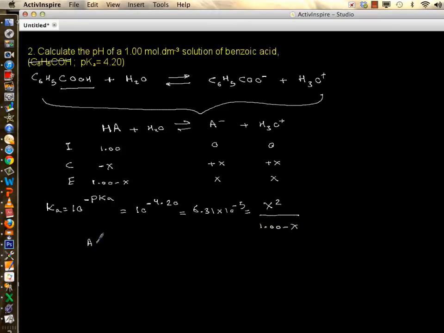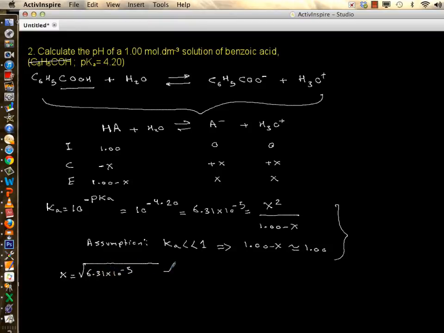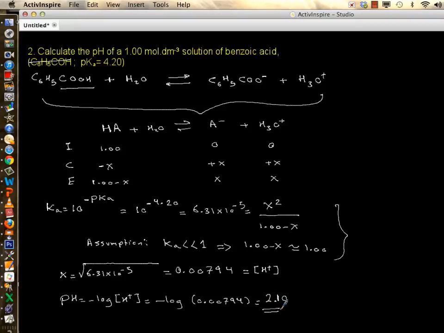If you are answering IB questions, you have to write your assumption. It is 1 point in itself, usually from a 4-point question. So the assumption is Ka is much smaller than 1. And we can say 1 take away x is equal to 1. If that's the case, let's solve for x. It is the square root of 1 times that number, which is 6.31 times 10 to minus 5. When you take the square root, you will get 0.00794. Now x was nothing but the concentration of hydrogen or hydronium. The two are the same. So pH is negative log of x or negative log of H. And we plug it into your calculators, and you will get 2.10. So the calculation of the weak acid is an equilibrium calculation. It's ICE, and that will give you the answer.